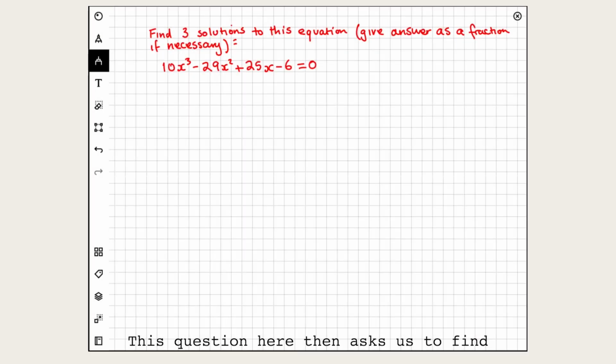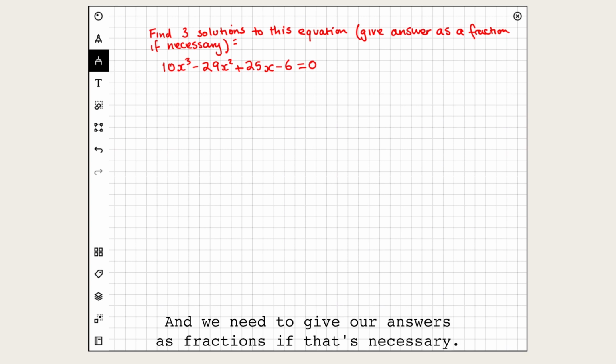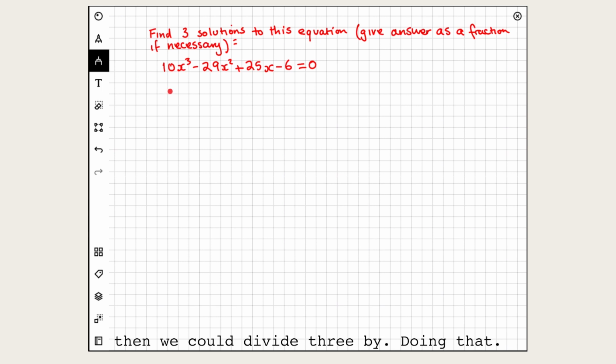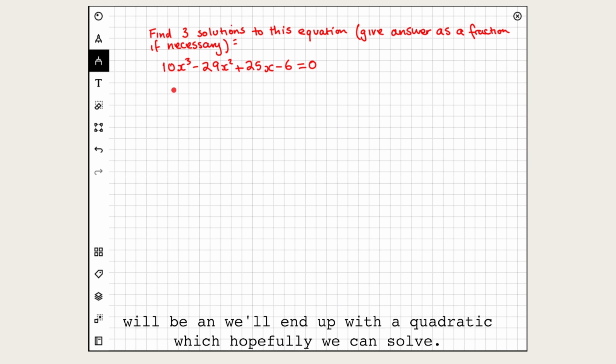This question here then asks us to find three solutions to this equation, and we need to give our answers as fractions if that's necessary. So to start off, if we can find one factor of this, then we could divide through by that, and after we divide through by that, we'll end up with a quadratic which hopefully we can solve.